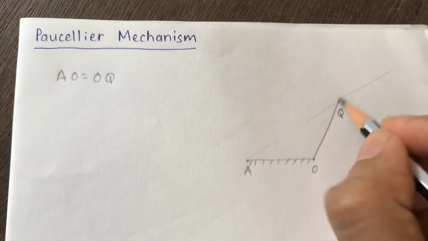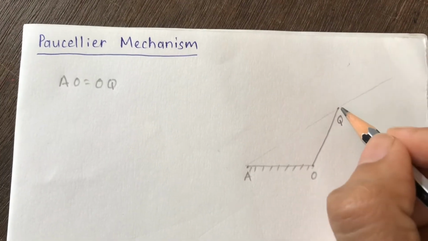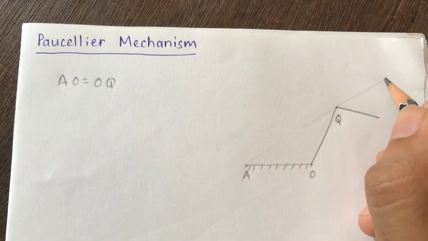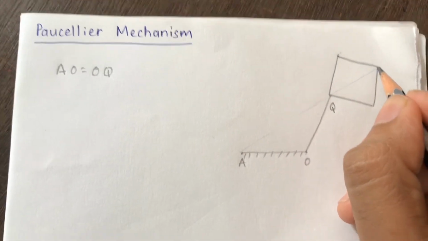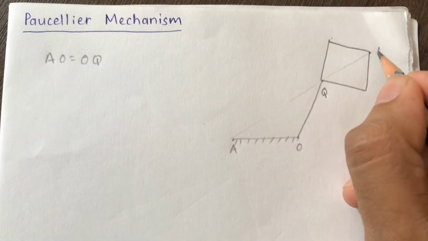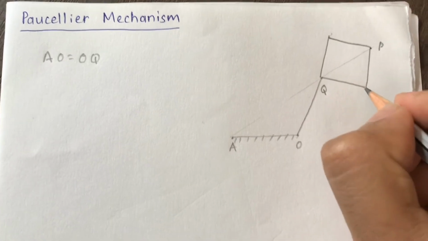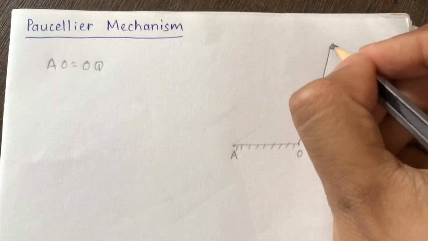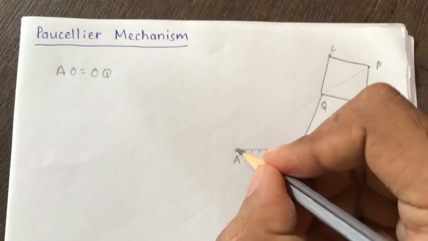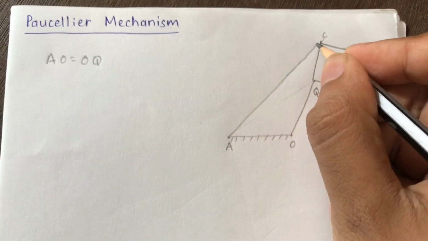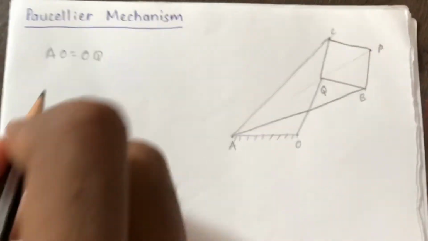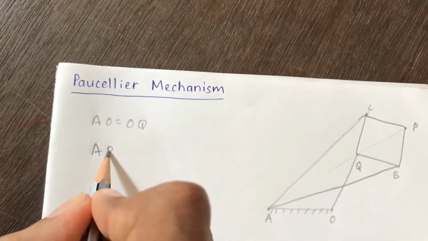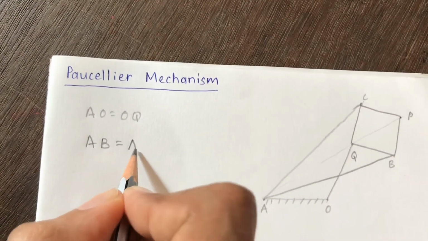Now here, one parallelogram is there in the Peaucellier mechanism. The end point, let us consider the name P. Here it is B and C. Again AC and AB are both linked and both have the same length. So AB equal to AC.